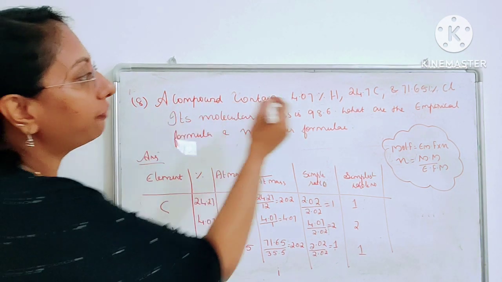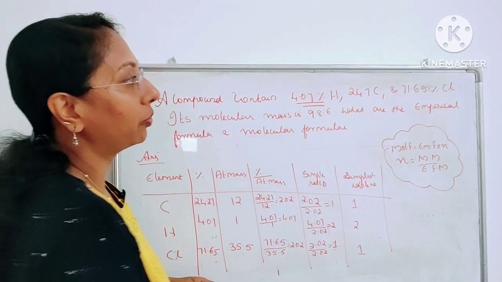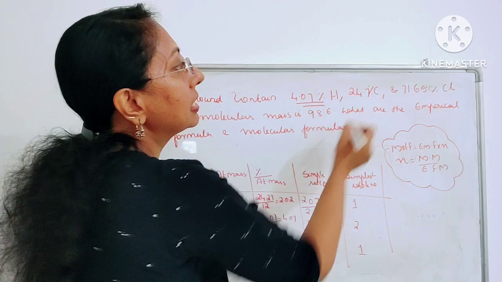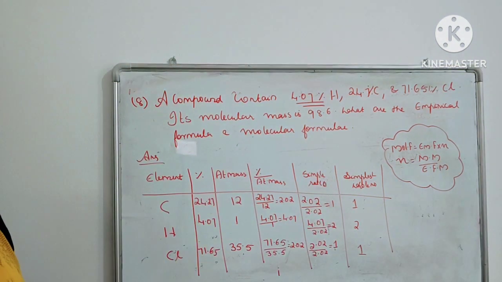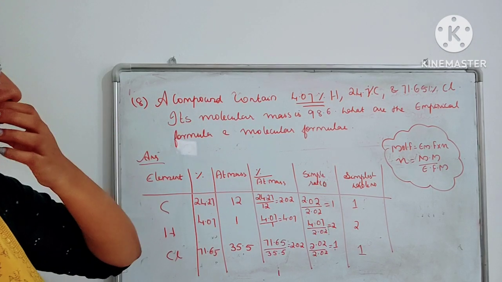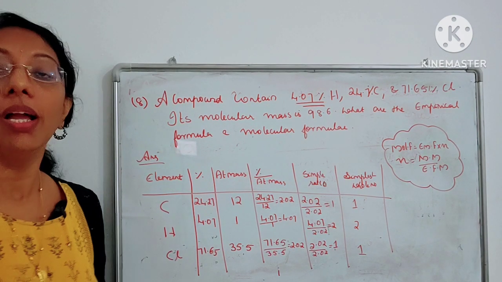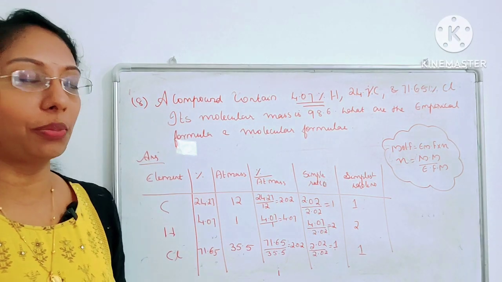A compound contains 4.07% of hydrogen, 24.27% of carbon and 71.65% of chlorine. Its molecular mass is 98.6. What are the empirical formula and molecular formula?